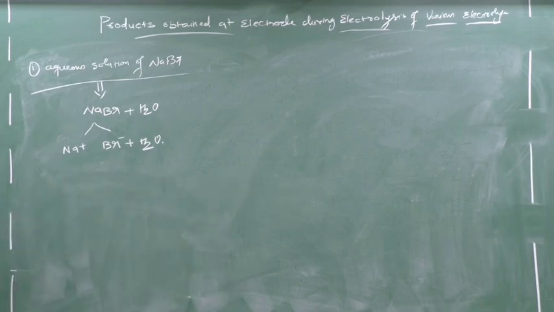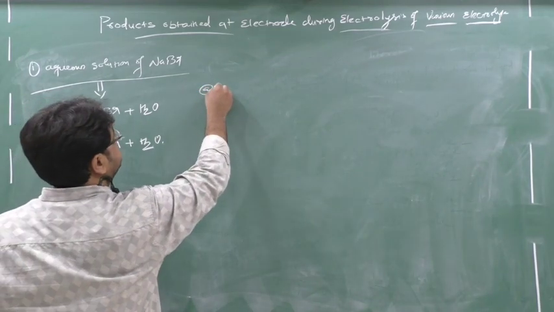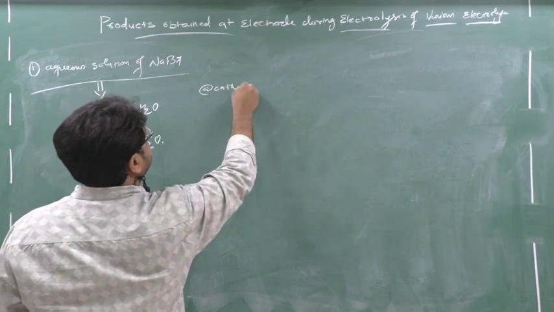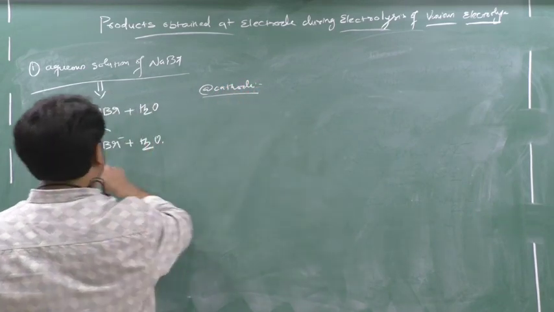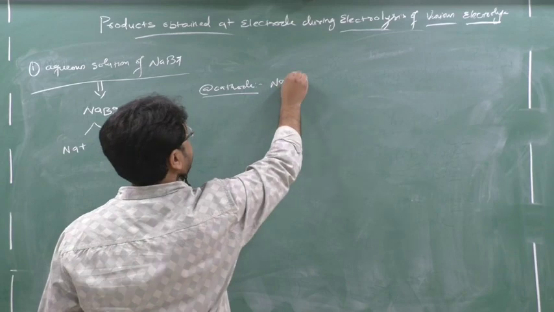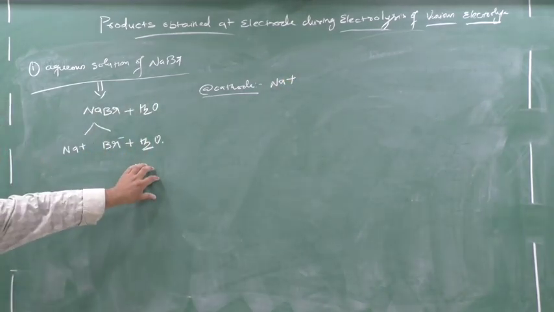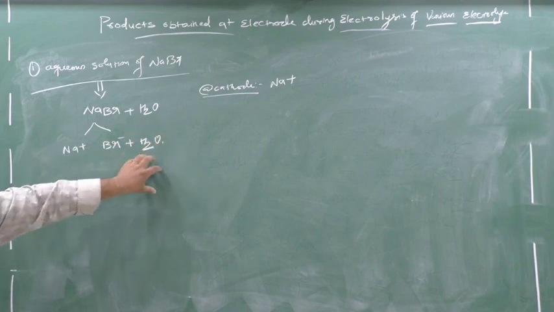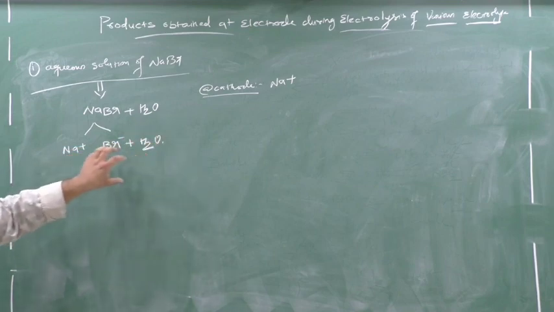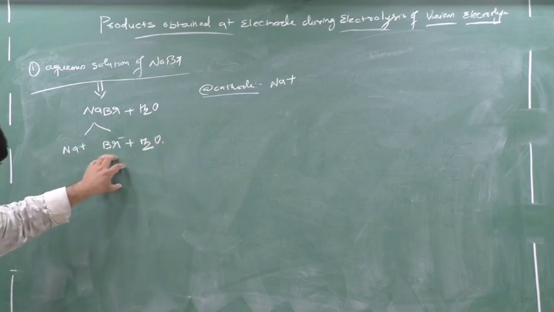Please be focused here, it's very important. At cathode, who will come? Na plus? Yes or no? Now there are also chances that water can come, because here water is also present. This water can come at cathode and can also come at anode. Now we will decide who will come and who will not.